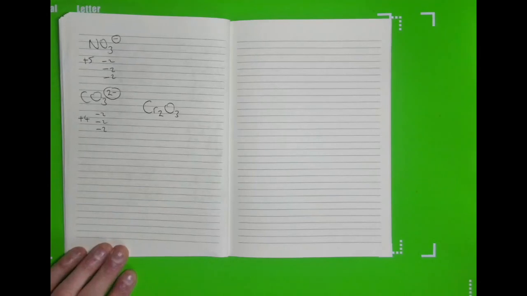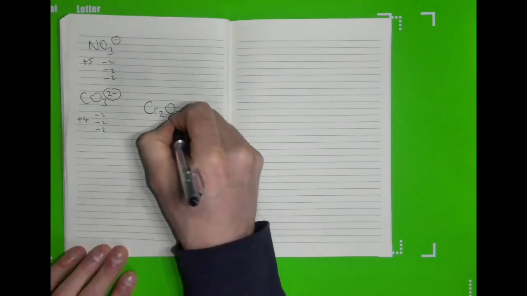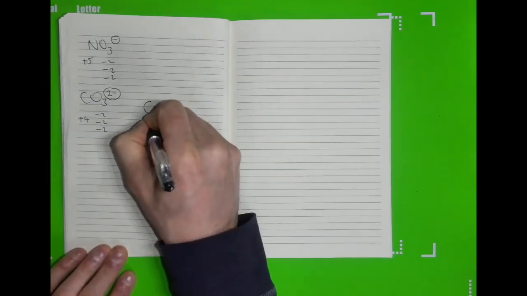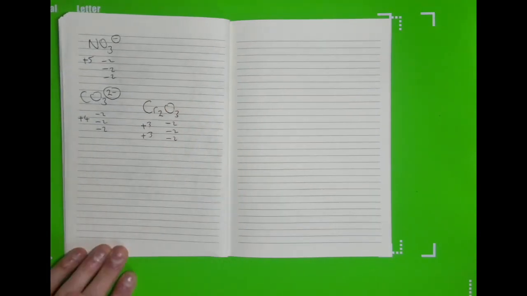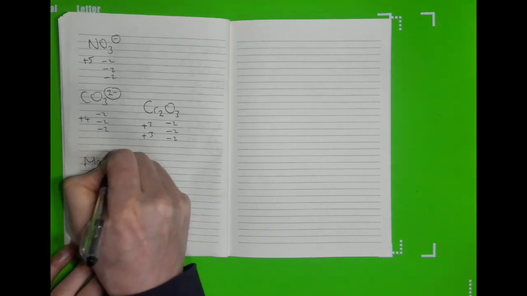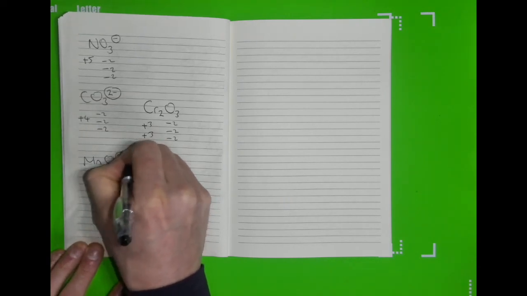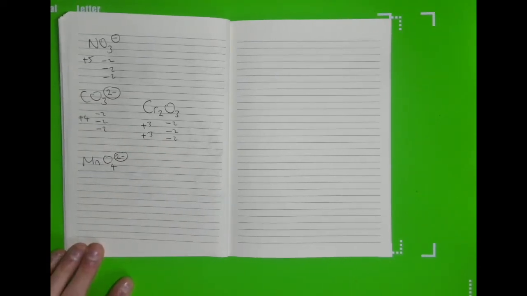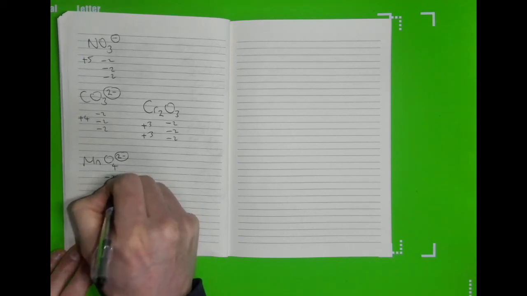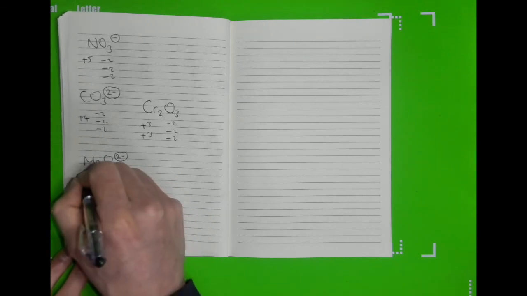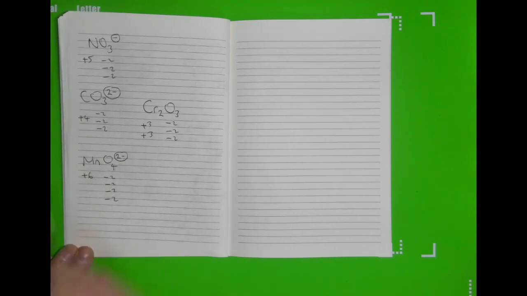So Cr2O3. Oxygen is -2. Each chromium must be +3. MnO4 2-. Each oxygen is -2. Therefore the manganese here must be +6 to give an overall charge of -2.